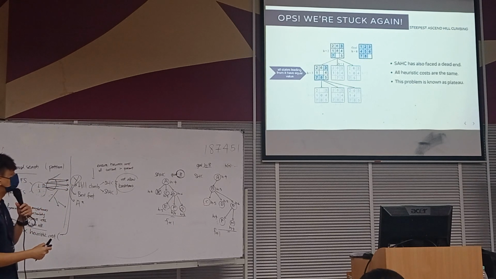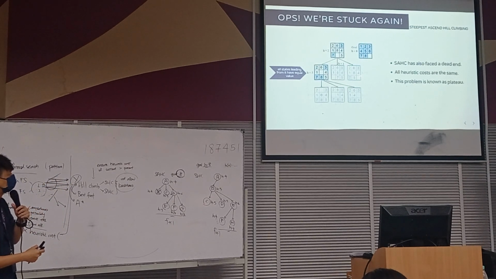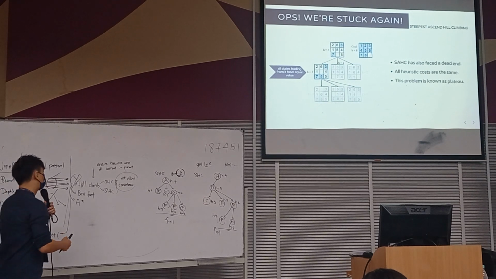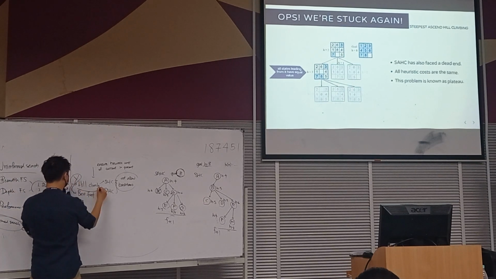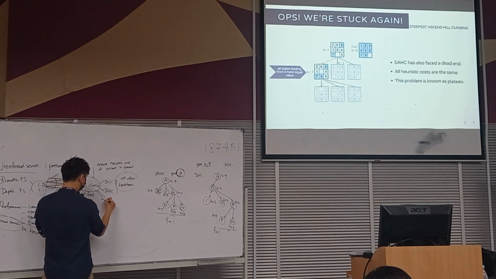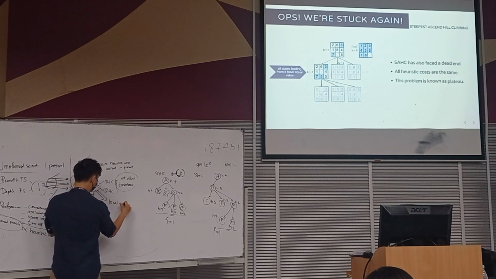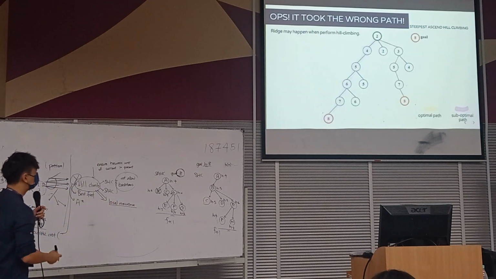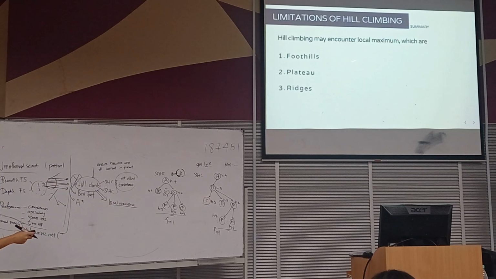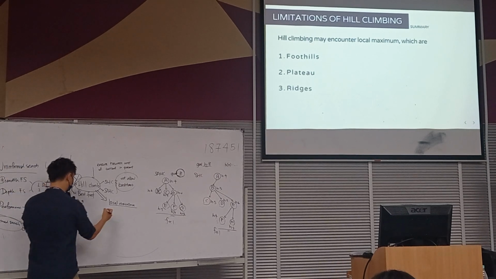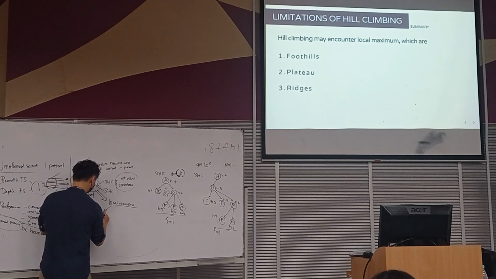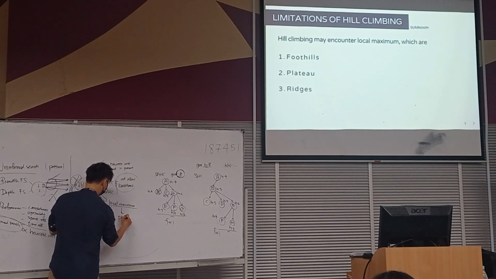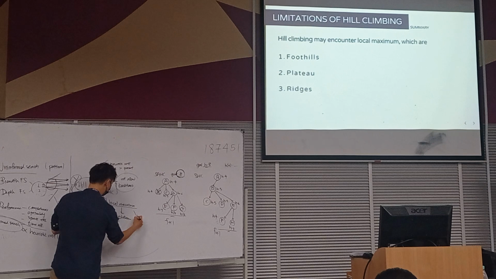Steepest ascent hill climb faces dead ends also, where all heuristic costs are the same. In hill climb, there is a phenomenon known as local maximum. We have these situations known as local maximum here, and there are three situations. The first one is known as foothill. The second one is known as plateau. The third one is known as ridge.